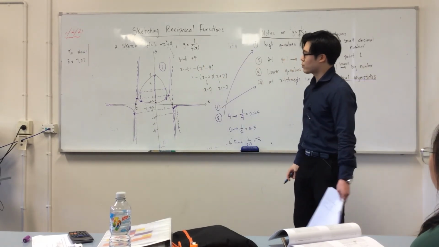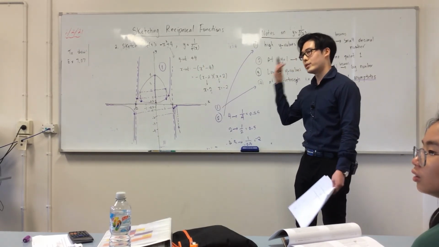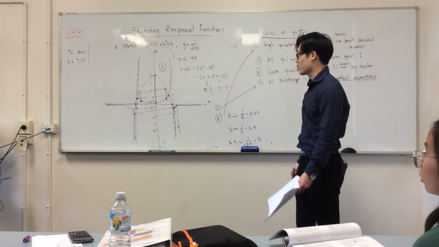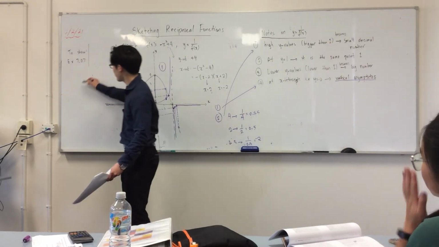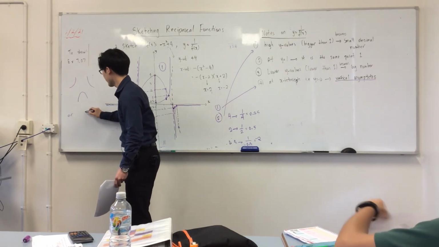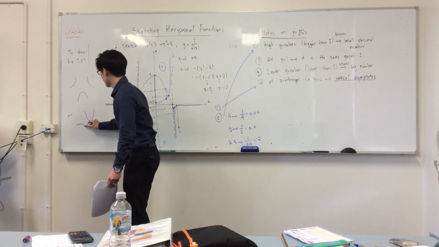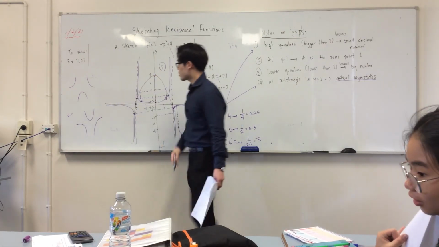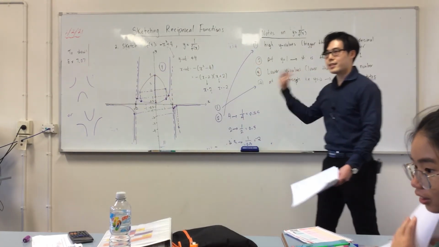So this is generally what a reciprocal parabola graph is going to look like. It's usually always going to be like what we've done before. It's going to be like that, or it's going to be like the other. It's going to be one or the other, all right? So take this as a general fact.